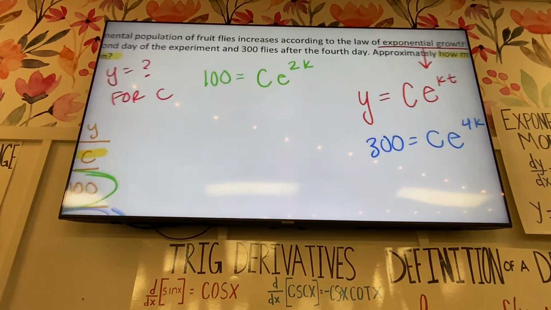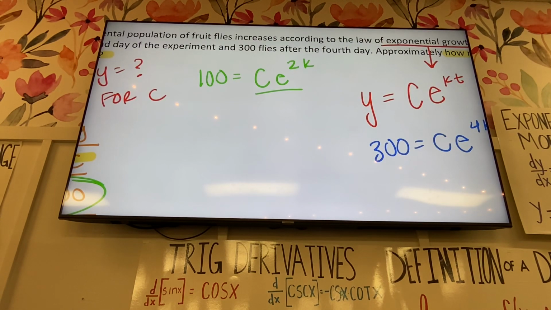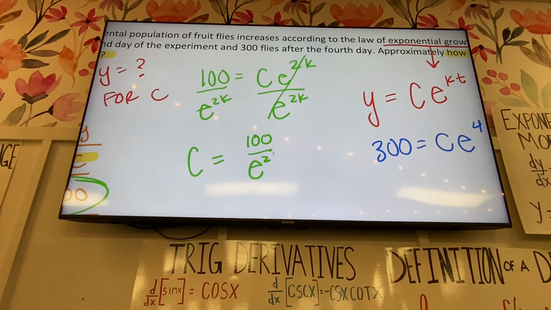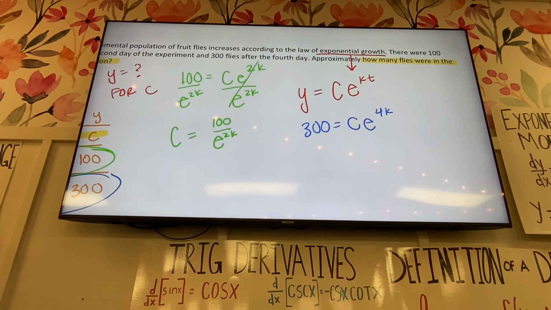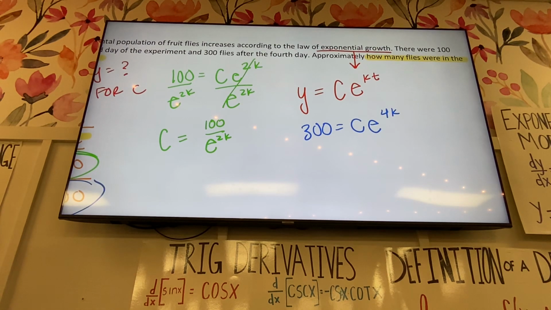So I'm going to solve this green one. I'm going to get C by itself, because that's the easier variable to solve for. So I can write C as 100 over e^(2k). We'll plug that in for C right here. Then you have an equation in terms of one variable that you can solve for. So 100 over e^(2k) times e^(4k).